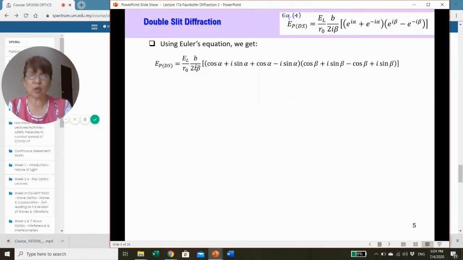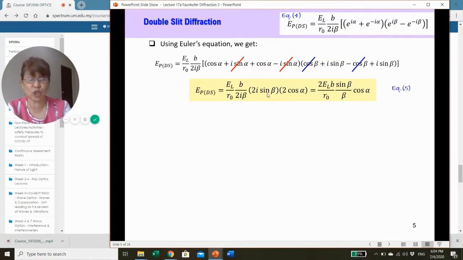And then we're going to use Euler's equation to substitute for these terms. So we have cosine alpha plus i sine alpha plus cosine alpha minus i sine alpha. This one is cosine beta plus i sine beta minus cosine beta, minus and minus become plus, so plus i sine beta. Now, looking at this expression, you'll find that this term and this term cancel out, and then this term and this term cancel out. That simplifies very much to just 2i sine beta times 2 cos alpha, which is this and this.